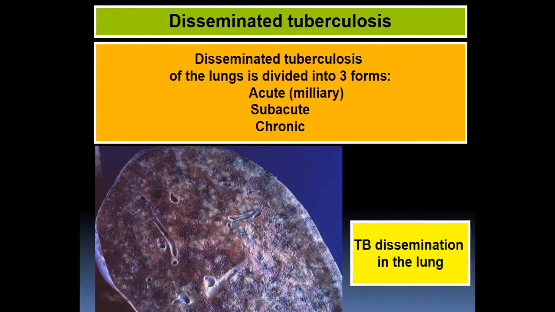Disseminated tuberculosis of the lungs is divided into three forms. First, acute, or another name for this form, miliary TB; subacute tuberculosis; and chronic disseminated tuberculosis. On this photo, you can see TB dissemination in the lungs. White dots are lesions of the lungs. TB etiology.